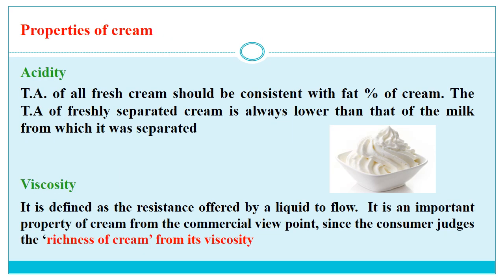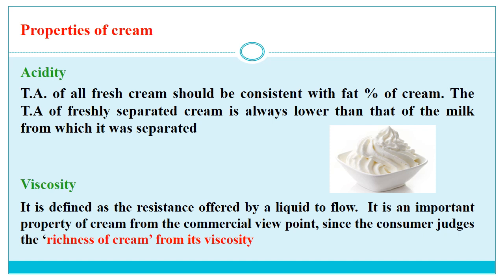Now let us understand some of the properties of cream. The first one is acidity. As we have already studied in the case of milk, it is measured as titratable acidity or TA. The titratable acidity of all fresh cream should be consistent with the fat percent of the cream. The titratable acidity of freshly separated cream is always lower than that of the milk from which it was separated. So if the titratable acidity of milk is 7, definitely the acidity of cream will be below 7.